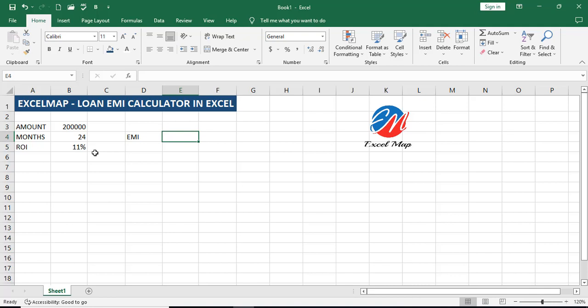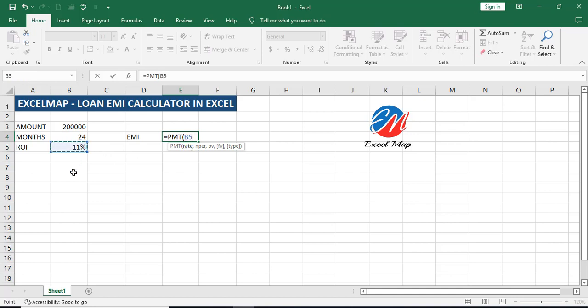For that, I am using a function called PMT. See here, it is asking rate, that is rate of interest, but this rate of interest we are given annually, and when we are calculating the EMI, it is calculated monthly, so B5 divided by 12, and number of payments, total number of payments are 24, that is 2 years. In case instead of months you are taking years, then we need to mention B4 into 12, but we are taking months directly, so no need to do any calculations.